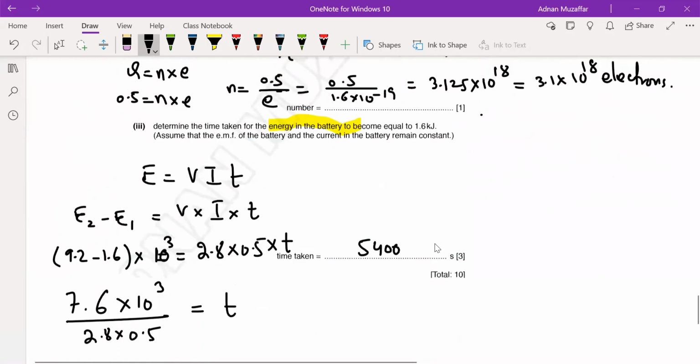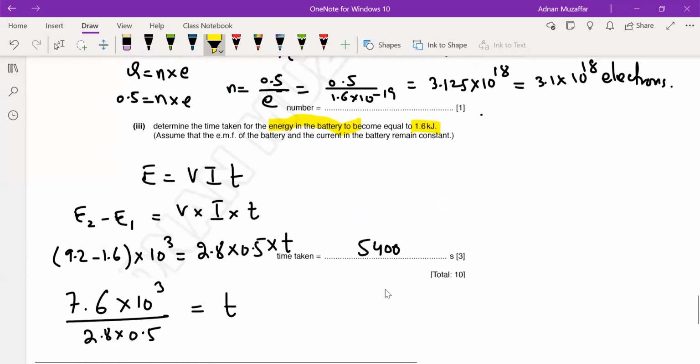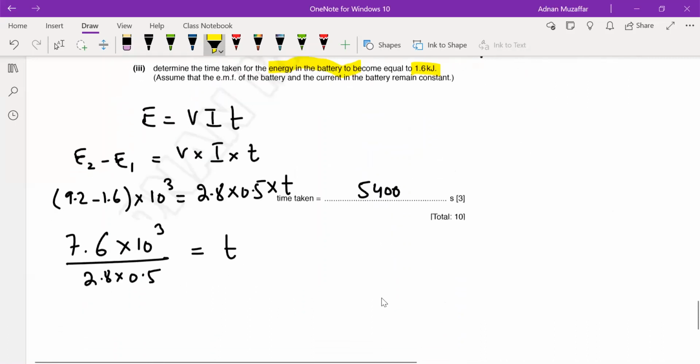सर, एक क्वेश्चन है, मेरी अटेंशन कहीं डाइवर्ट हो गई थी। ये थ्री कहाँ से लाया हम? ये थ्री क्या है यहाँ पे? Which three? 9.2 minus 1.6 into 10 to the power 3 है ये बेटा। अच्छा अच्छा। It's 10 to the power 3 because it was kilo. And 9.2 was also kilojoules. You need to convert it into joules, so kilojoules to joules you need to multiply by 1000. Okay, ठीक है. Is it clear?